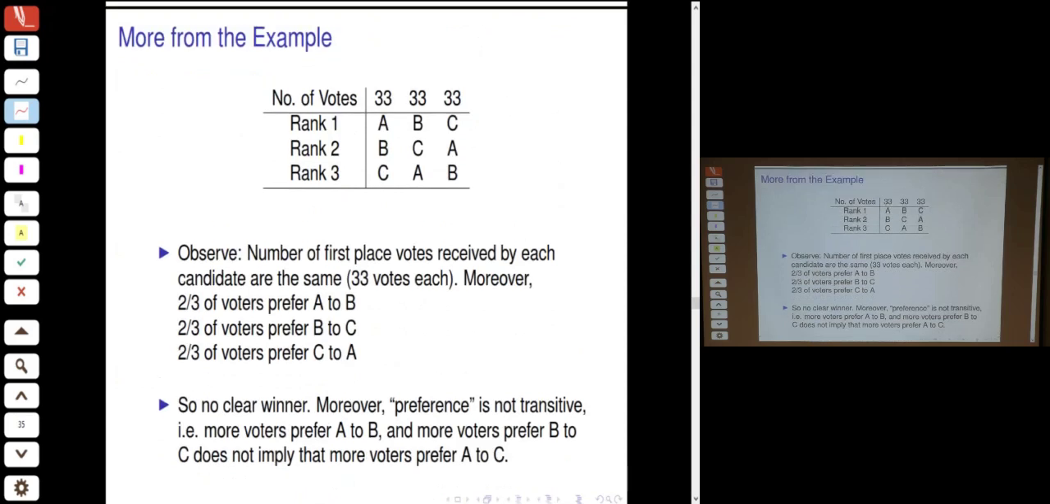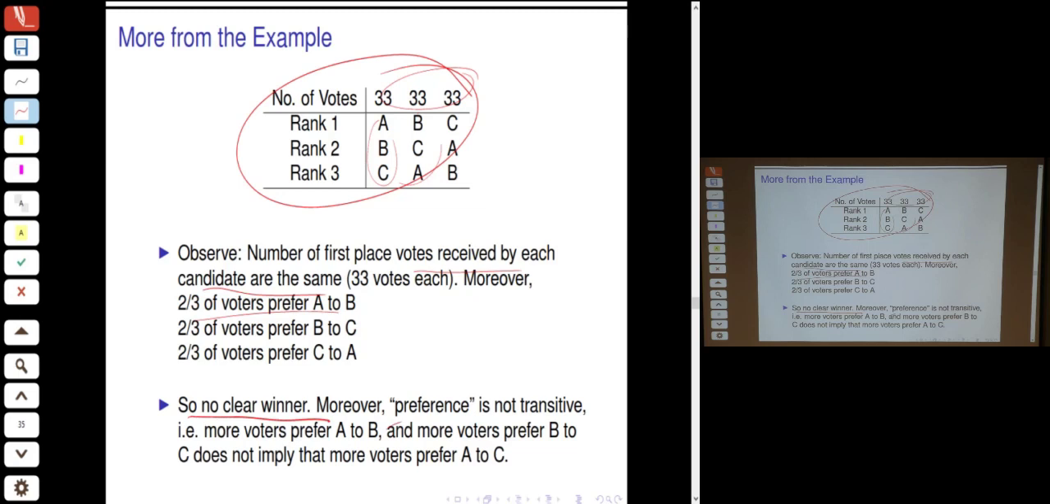So here are some more thoughts on the example. If there are 3 candidates, A, B, and C, and these are the rankings of the 3 candidates and the number of votes, then the number of first place votes received by each candidate is 33, so it is the same. Moreover, 2/3 of the voters prefer A to B, 2/3 of the voters prefer B to C, and 2/3 of the voters prefer C to A. So there is no clear winner.